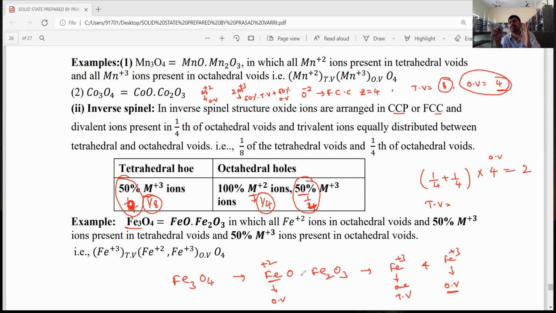Examples are very, very important for competitive examinations. Directly they will ask: among the following, which has simple spinel structure, which has inverse spinel structure. Otherwise, if they want to ask, they will ask what is the occupied position of di-positive ions and tri-positive ions. And all oxide ions have FCC arrangement in oxides or spinels. Okay, dear students, this is the complete information related to solid state.